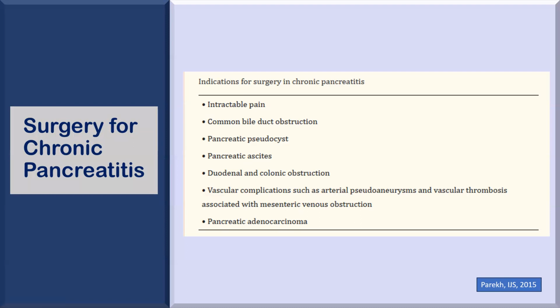offer surgery. Okay? Common bile duct obstruction, there's fibrosis associated with it. There can be a pseudocyst that is bigger than 6 centimeters and lasts more than 3 months, for example, or gets complicated in terms of bleeding or infection. Pancreatic ascites. How is a pancreatic ascites different from pseudocyst? Praveen.